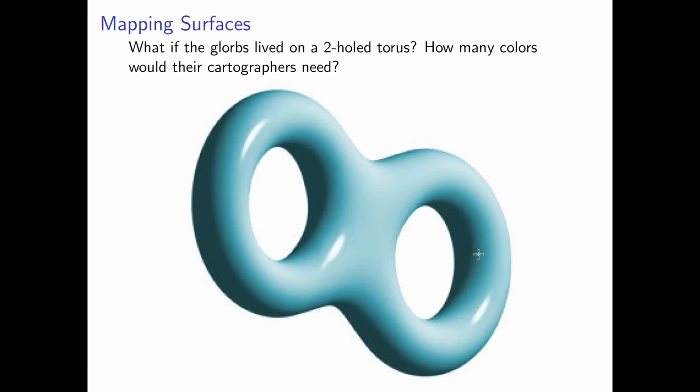If you are a cartographer living on a 2-hole torus and you were scarred by your memories of your mother-in-law just torturing you over coloring in these crazy patterns, how many different colors would you need to color in a map effectively on your toroidal world? We on Earth, because Earth is almost a sphere, so we only need 4 colors. If we lived on a torus, we need 7. But if we were on a 2-hole torus, how many would we need?